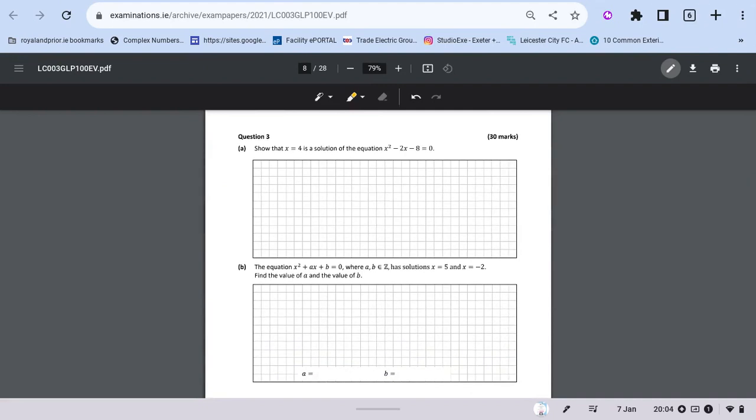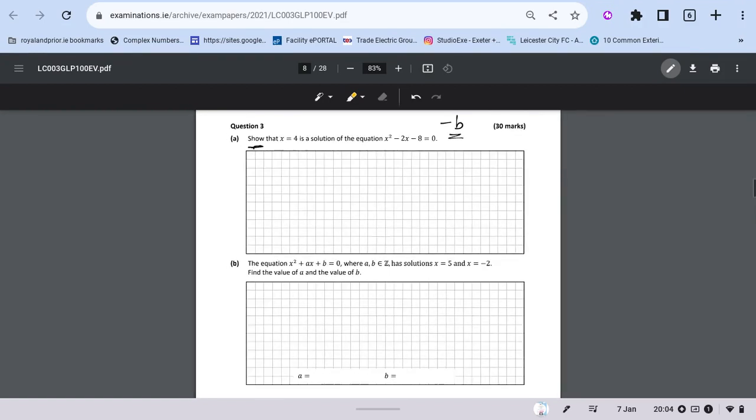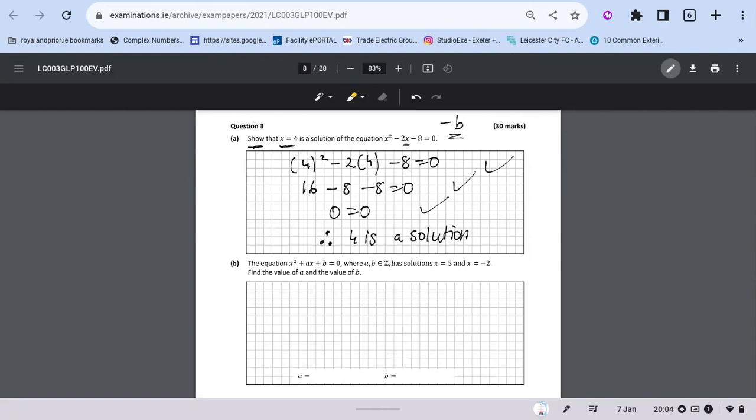Next one, show that 4 is a solution. Now you could do your minus b formula here, and one of your answers there will be 4. Another way, anytime to show that something is an answer, sub it in. So instead of saying x squared, I'm going to say 4 squared minus 2. Everywhere there's an x, I'm subbing in what x is. x is 4. Tidy that up. 16 minus 8, minus 8 is equal to 0. 0 is equal to 0. Therefore, 4 is a solution, or something like that. You don't need that. This is the key bits here.